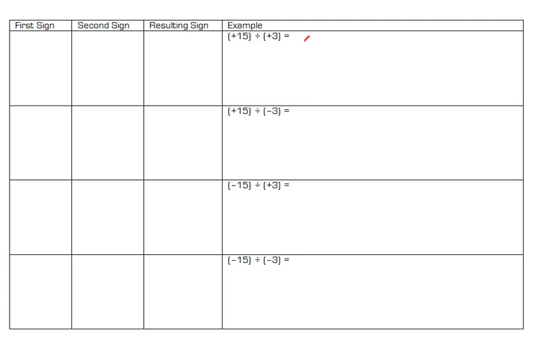So now we're moving on to 6.8. This is integer division. And if you recall our integer multiplication, as we remember in previous lessons, division is really just the opposite of multiplication. So really the rules follow exactly the same way.